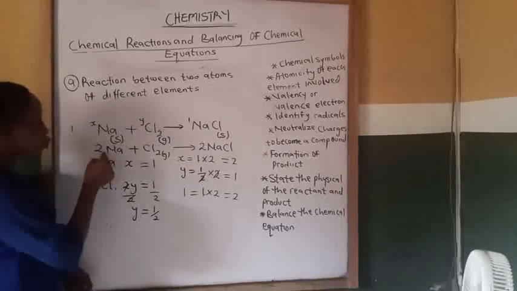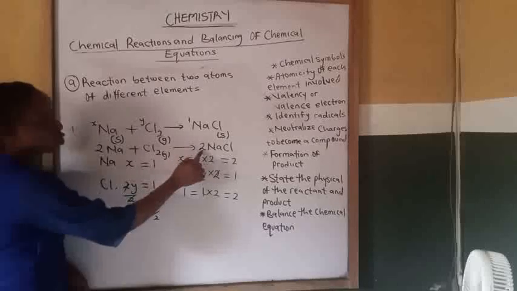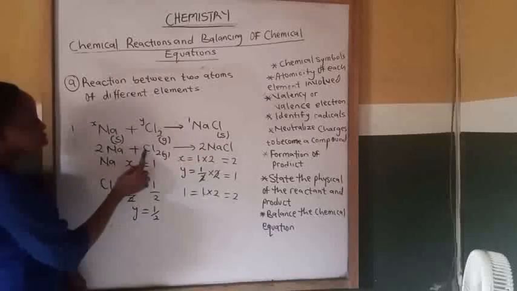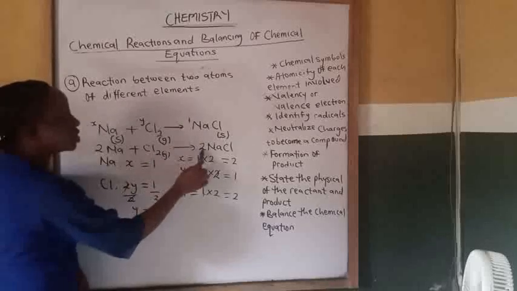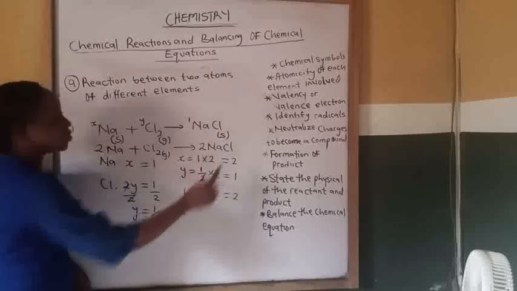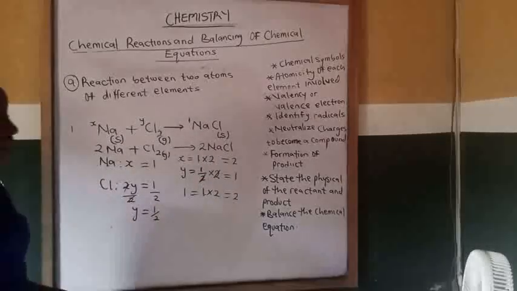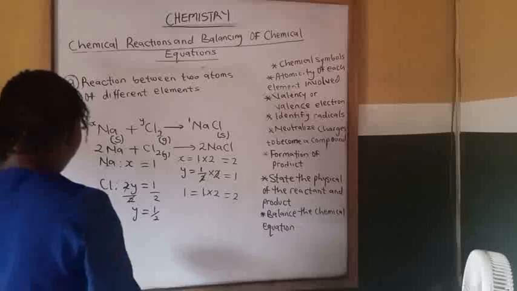So let's check if our equation is balanced now. At this side we have 2 sodium. At this side 2 sodium. 2 times 1, that's 2 sodium. Chlorine, Cl times 2, that is Cl2. So we have 2 atoms of chlorine. On this side we have 1 here. So 1 times 2 will give us 2. So our equation is balanced. Our equation is balanced. So let's take another one.